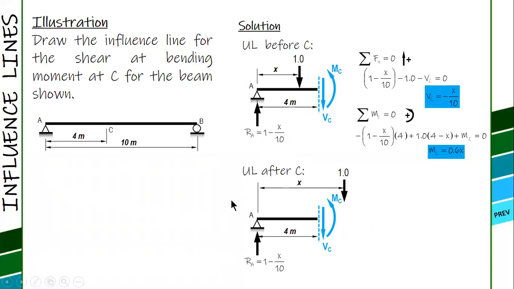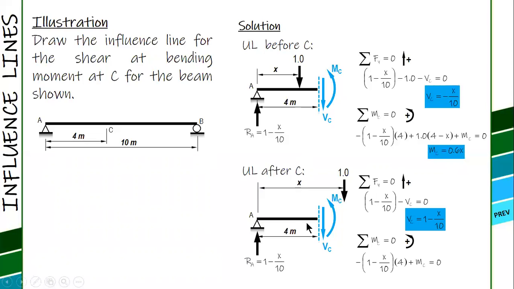And you are analyzing the left side of the cutting section man. So wala na unit load makita din. So when you sum up forces along the vertical, you only have two, RA and VC. Wala na ang unit load. So VC is 1 minus x over 10, and moment, wala na sa moment sa unit load. Okay. So since you have the equations na, pwede na ka ma-plot. Plot na nimo.